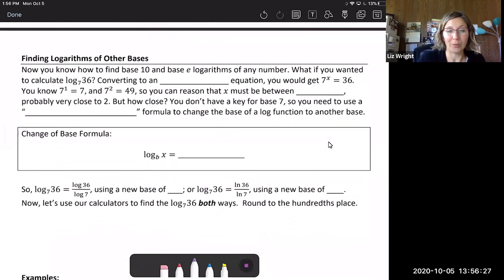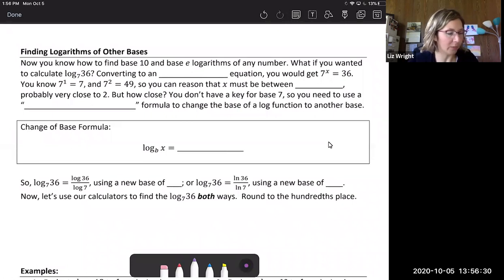All right, this is going to be a treat because you have already been doing this, because I gave this to you several days ago. But it says finding logarithms of other bases. So now you know how to find base 10 and base e logarithms of any number. What if you wanted to calculate log base 7 of 36? So converting to an exponential equation, you would get 7 to what power gives me 36, right? So 7 to what power gives me 36?